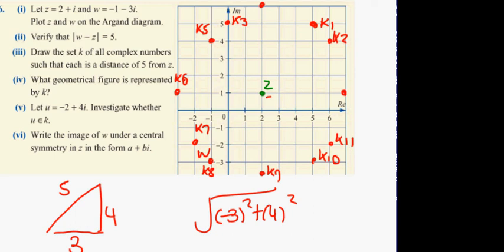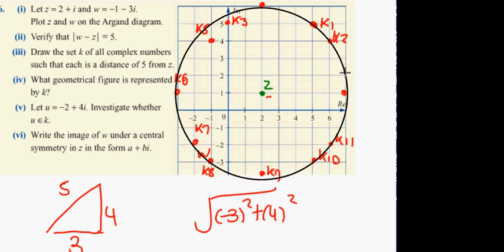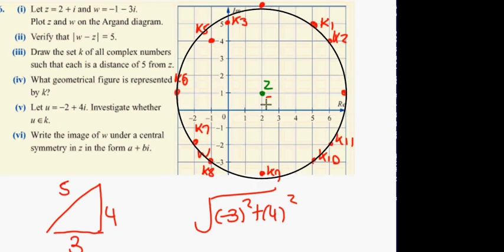What type of object did that make there? Look at this. More or less made a circle. Actually, it should be 5 away each time. Sorry, I didn't mark it exactly on the line. It is meant to be a perfect circle, okay? Did I do this one right? Oh, sorry, K5's in the wrong position. It's there. So you can see that it's a circle. Each point is 5 away from the middle. What geometrical figure is represented by K? A circle. It's all the points that are 5 away from z.